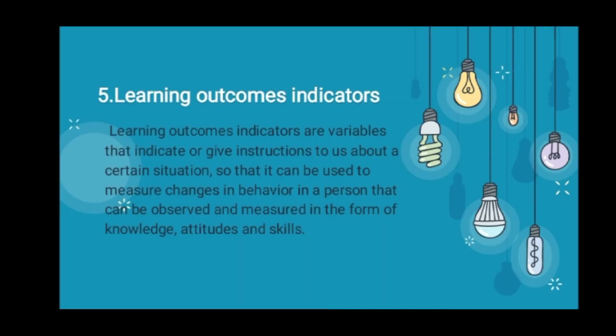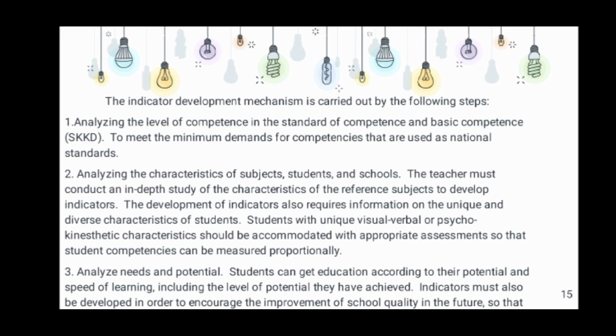5. Learning outcome indicators. Learning outcome indicators are variables that indicate or give instruction to us about the certain situation so that it can be used to measure change in behavior in a person that can be observed and measured in the form of knowledge, attitude, and skill. The indicator development mechanism is carried out by the following steps. 1. Analyzing the level of competence in the standard of competence and basic competence to meet the minimum demand for competencies that are used as national standards.